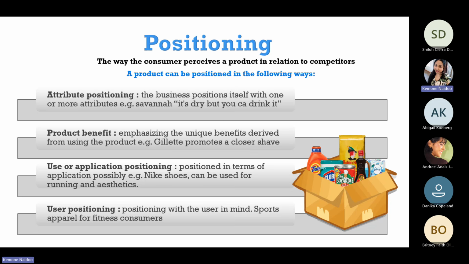And then the user application type of positioning. So here it's positioned in terms of the use of the product. So Nike shoes can be used for running. It can also be used for aesthetics. I think a lot of us use our Nike shoes for aesthetic purposes. Okay, so yeah, you can position it in terms of that.